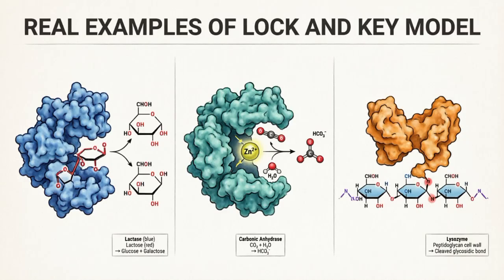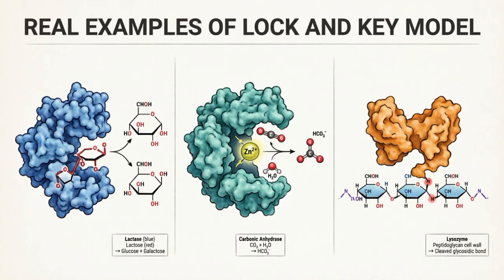Perfect. Now let's look at 3 real-world examples of enzymes that follow the lock and key model. These aren't just theoretical. These are actual enzymes working in your body right now. Example 1. Lactase. On the left, we have lactase, shown in blue. This is the enzyme that breaks down lactose, the sugar found in milk.